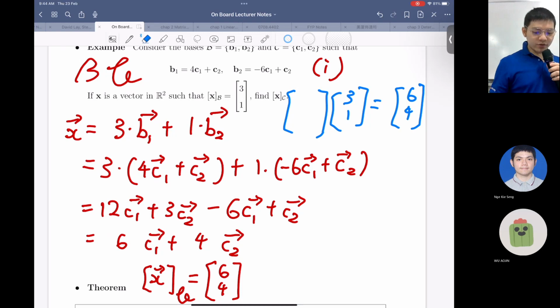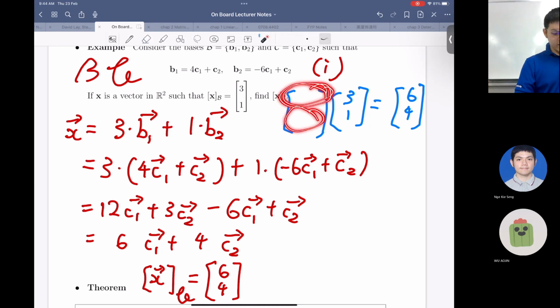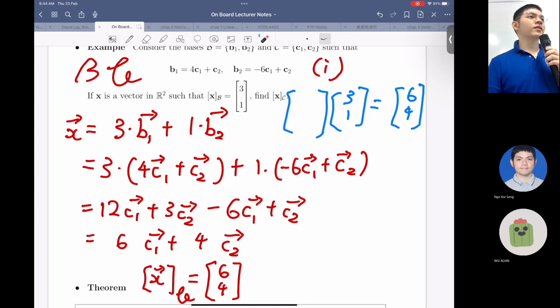So the hint is try to think about how you multiply in a matrix, right? How you get this number. So how you get this 6 from here. So how you put the number here. Anyone have any idea? Anyone got any idea?